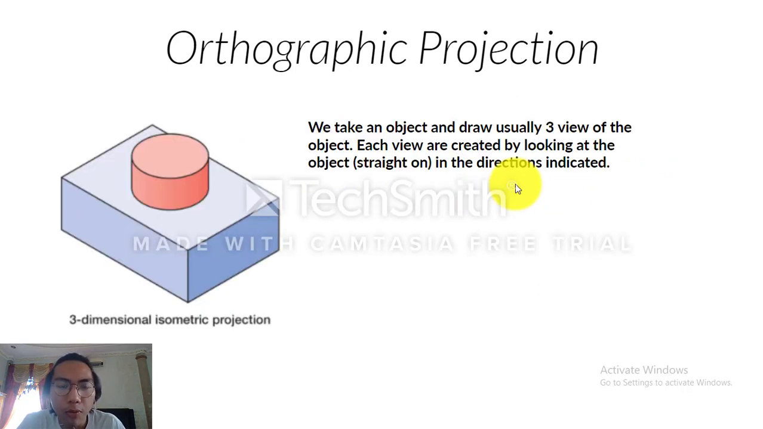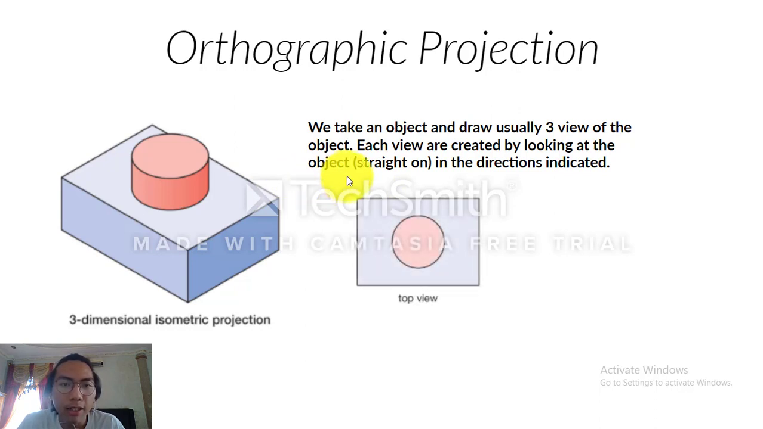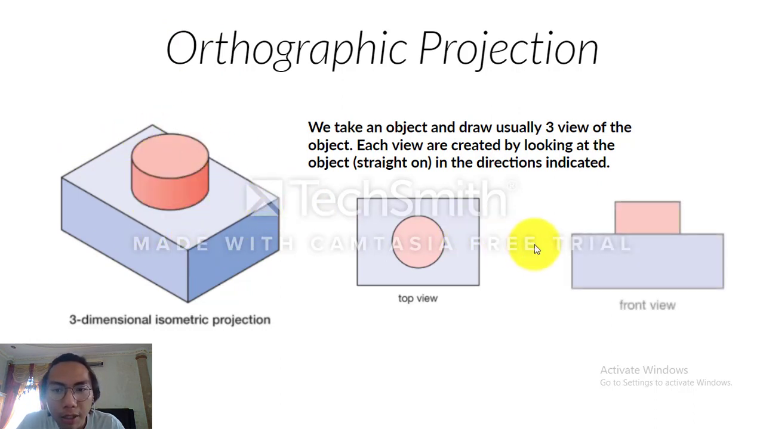Alright, next I would like to explain another example of orthographic projection. We take an object and usually draw three views of it, like top, right, or maybe side view, and each view is created by looking at the object straight on in the direction indicated. So what does it mean? It means that if you see the top view, it will be only like this on the surface. There will be a circle here and the square here, like the top view. The viewer is over here, and you will see the square one and the circle one. Then how about the front view?